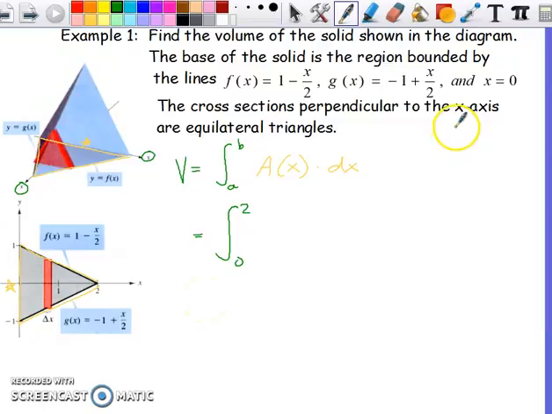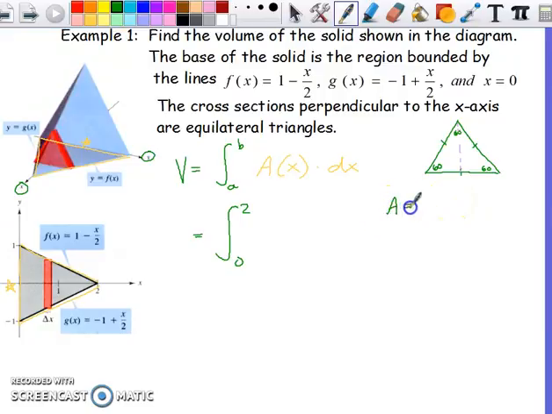To find A of x, you need to draw a picture of the cross section. In this case, it's an equilateral triangle. Some things we know about an equilateral triangle: all the sides are congruent, and every angle is 60 degrees. If I draw an altitude down from the top, it's going to bisect that top angle and make a 30, 60, 90 triangle.